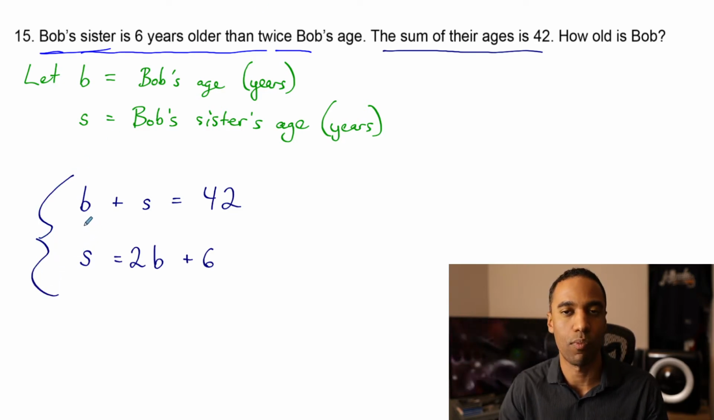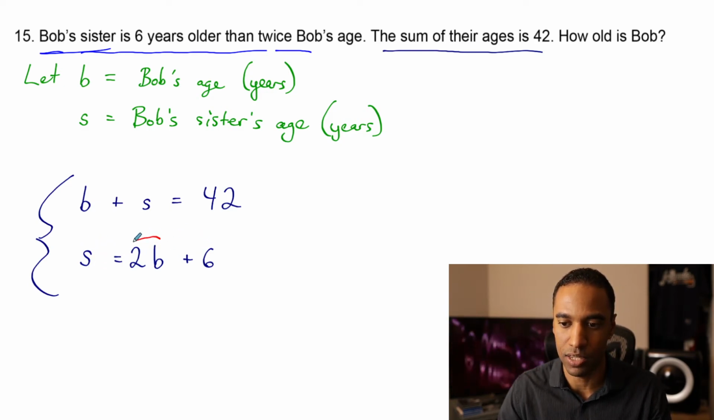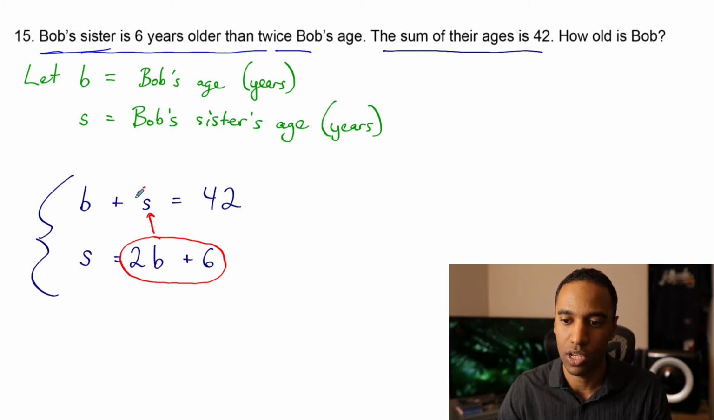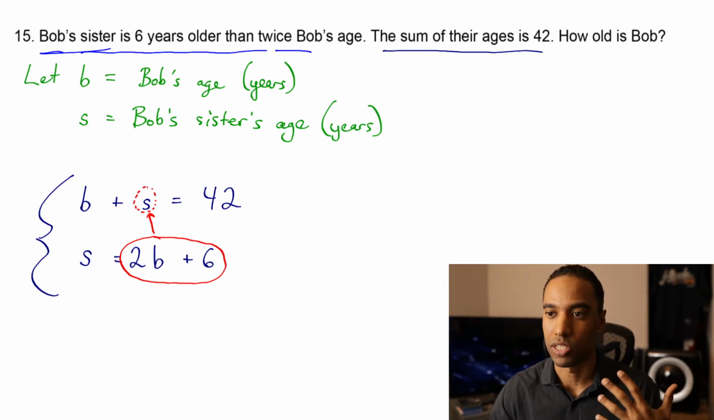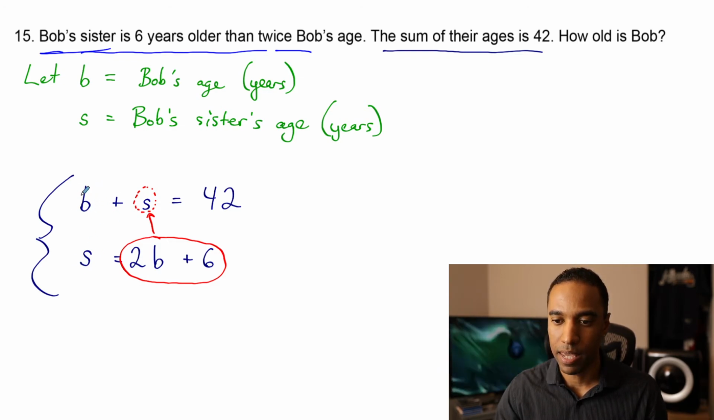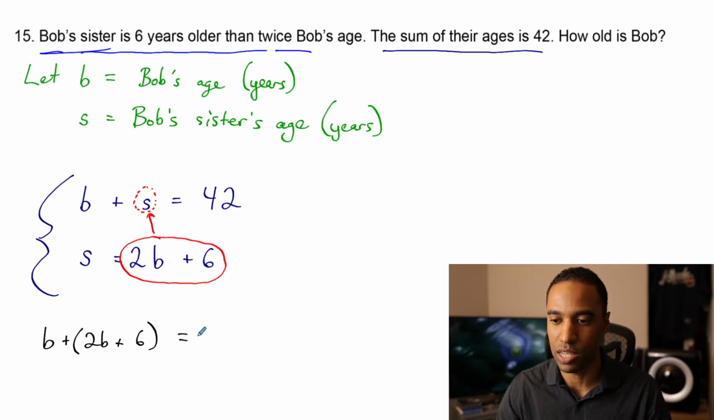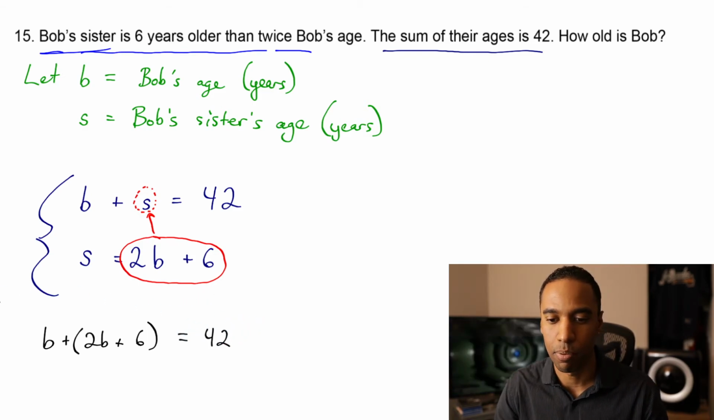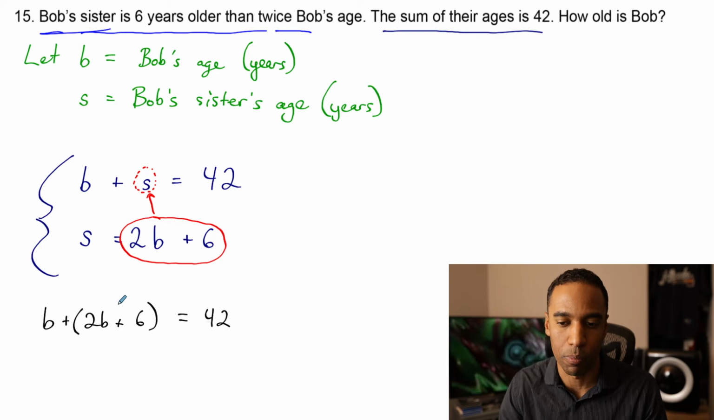And we're going to solve this the same way that we solved the last one, using substitution. If S equals 2B plus 6, then 2B plus 6 can take S's place in the other equation. This allows us to solve for B. Because now we have the substitution, we can say B plus, here's S, 2B plus 6. That's S right there. B plus 2B plus 6 equals 42. Now, I didn't need parentheses, and this isn't a distribution because there's a plus here. I just put parentheses to indicate that whole grouping represents S, okay?